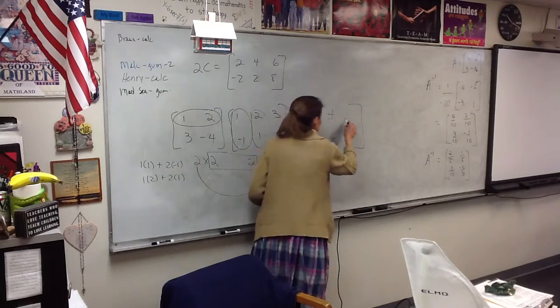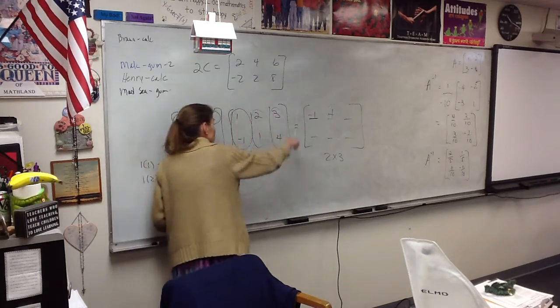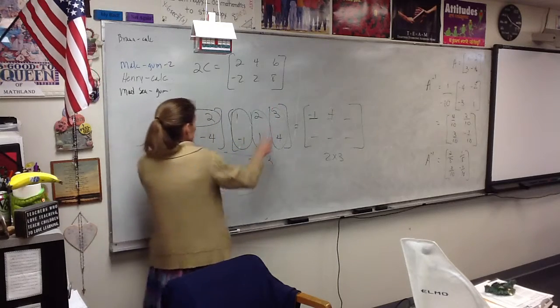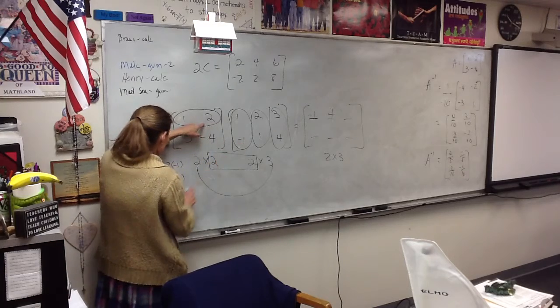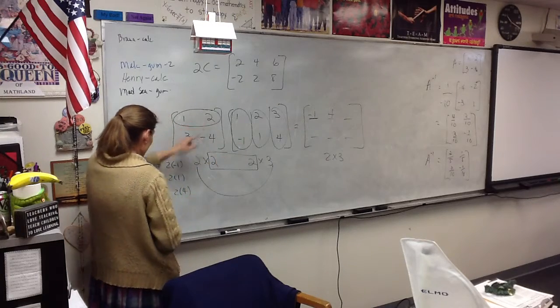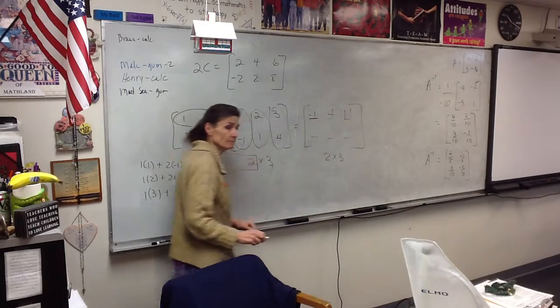This is in the first row, third column. So first row, third column. First times first, that would be 1 times 3. And second times second, that would be 2 times 4. So that number is 11.